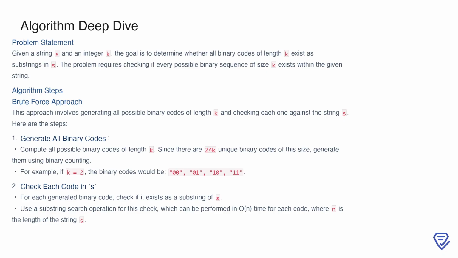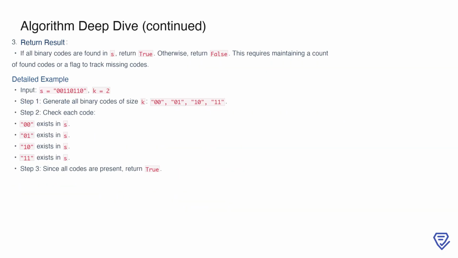Next, for each binary code, we check whether it exists as a substring in S. This involves scanning the string for each code, which takes linear time for each search. By systematically generating and verifying all codes, we can determine if the condition is met. Once we've checked all the binary codes, we return the result. If every single binary code is found as a substring in S, we return true. Otherwise, we return false. Let's consider an example to clarify this process.